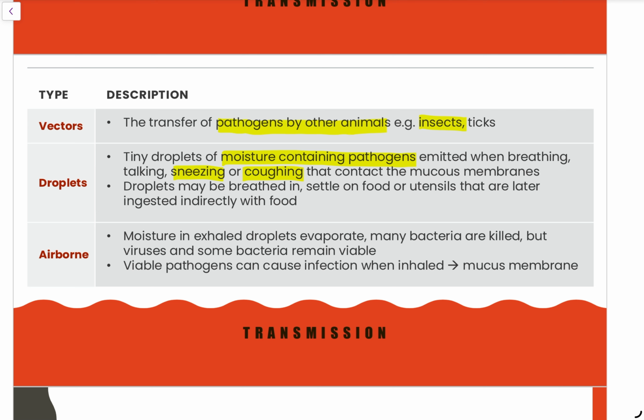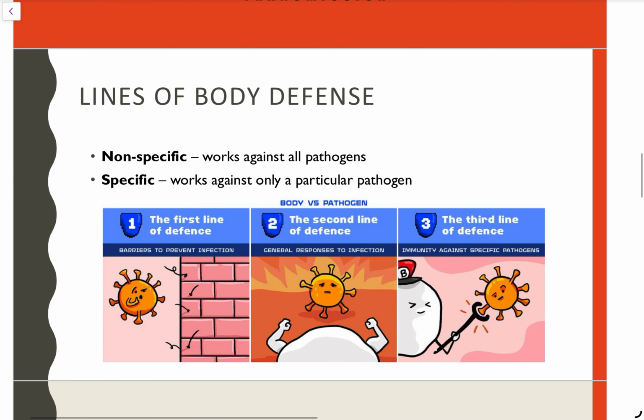Finally, airborne, okay? So when the moisture in droplets evaporate, many of the bacteria are killed, but some viruses and some bacteria remain viable. What do I mean by this? I mean that some of these bacteria, some of these viruses will survive and they'll be able to survive in a sort of dried out state, okay? And what happens is they'll be inhaled into the body, they'll make contact with the mucous membrane, and they'll then cause infection.